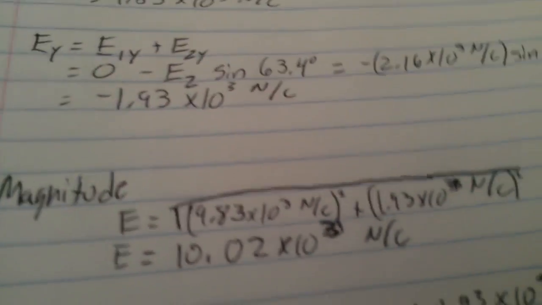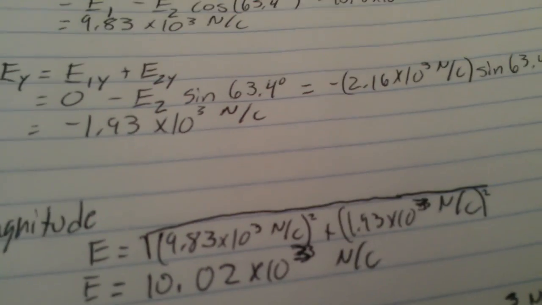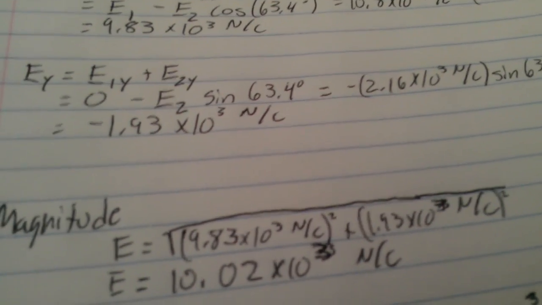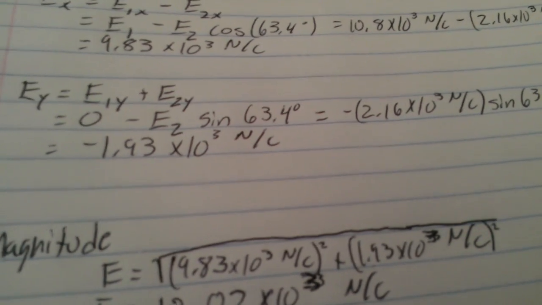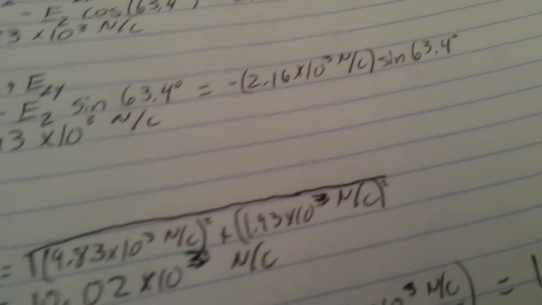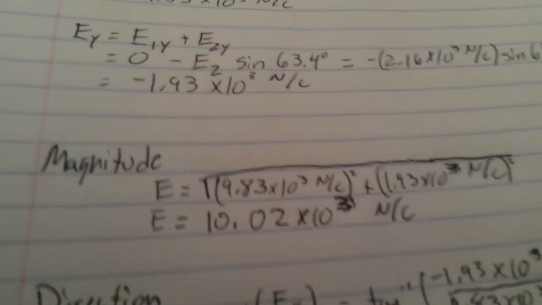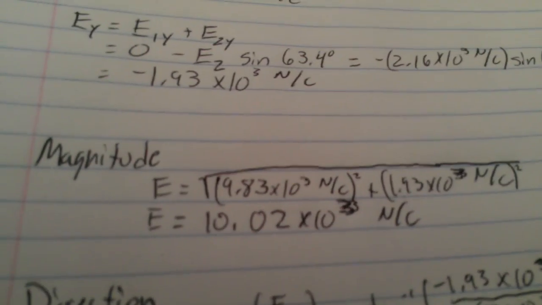You just have the square root of 9.83 times 10 to the third squared plus 1.93 times 10 to the third squared, and that will give you the magnitude. And that'll come out as 10.02 times 10 to the third newtons per coulomb.